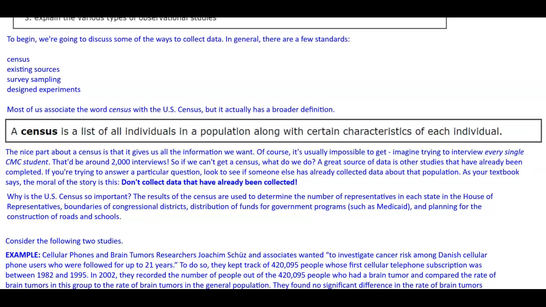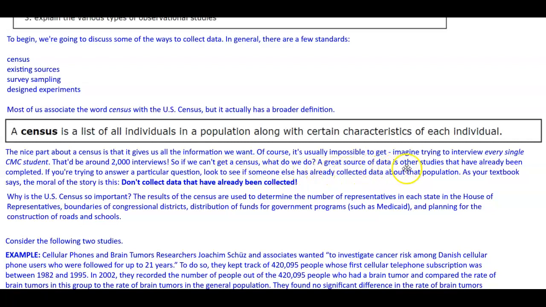Now, the nice part about a census is that it gives us all the information we want. Of course, it's usually impossible to get. Imagine trying to interview every single CMC student. That'd be around 2,000 interviews. So if we can't get a census, what do we do?